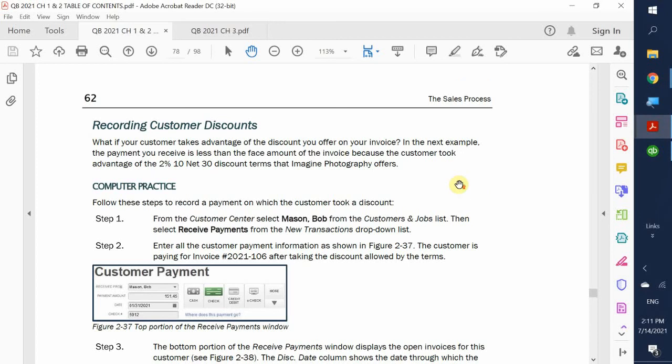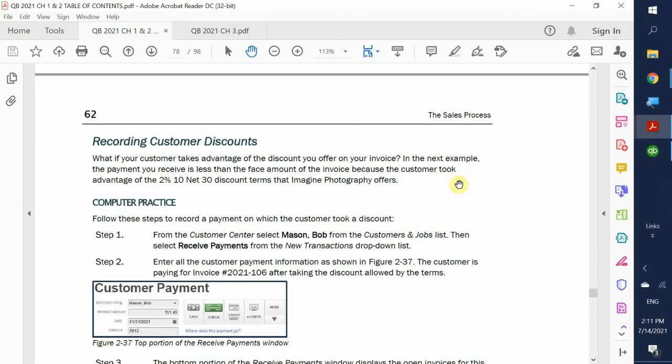Now the next one is going to be recording customer discounts. This one is more geared towards when we give our customers terms. This only applies when we provide terms to a customer, because we talked about how to apply a discount earlier when there's, for example, an in-store discount. You're supposed to write it on the sales receipt or sales form, and then you continue on receiving the payment there.